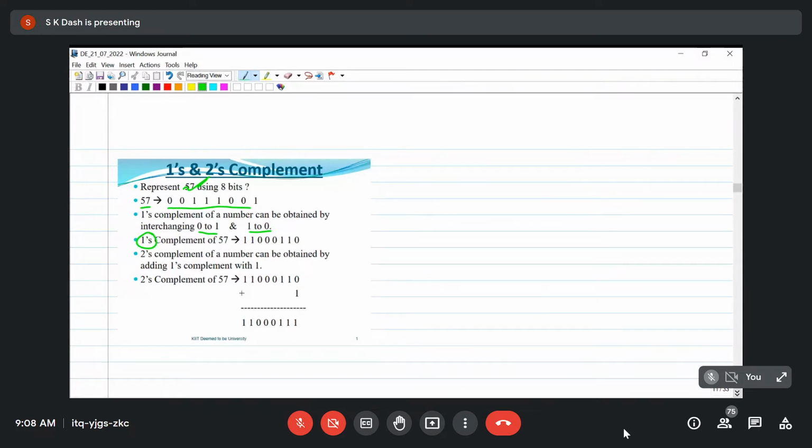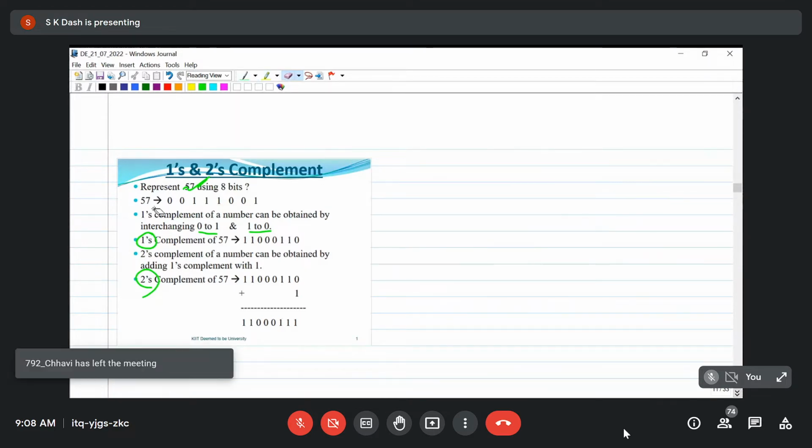Next, to get the two's complement of a number, what to do? You start from the least significant bit. You start from this side till you encounter the first one. So it is copied. Once you get the first one, after that you interchange 0 with 1.